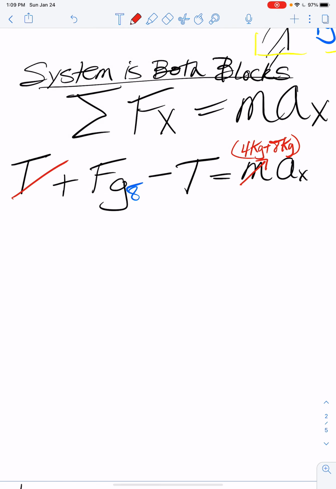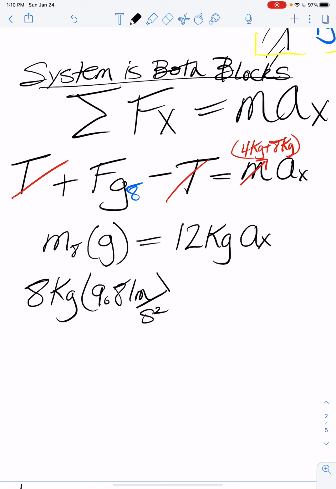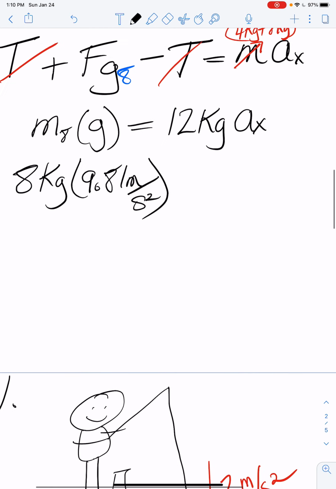Let's go ahead and go to the next step here. We can see the T's are going to cancel. So we're going to end up with Fg8, which is going to be the mass of block 8 times little g, equal to 12 kilograms times ax. Obviously, the mass of block 8 is 8 kilograms. Little g is 9.81. Not worrying about signs there because it was already applied as a positive sign in the step before, right? That was positive Fg8. So we don't have to apply another sign now.